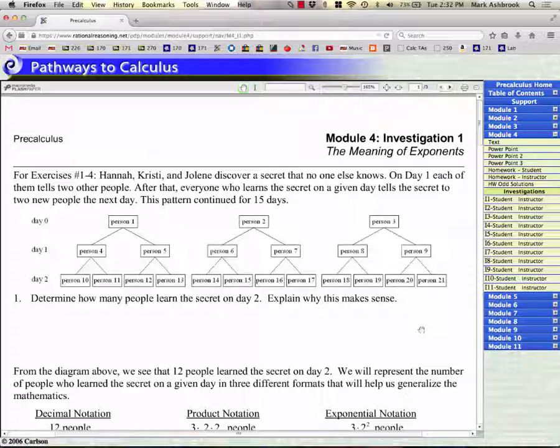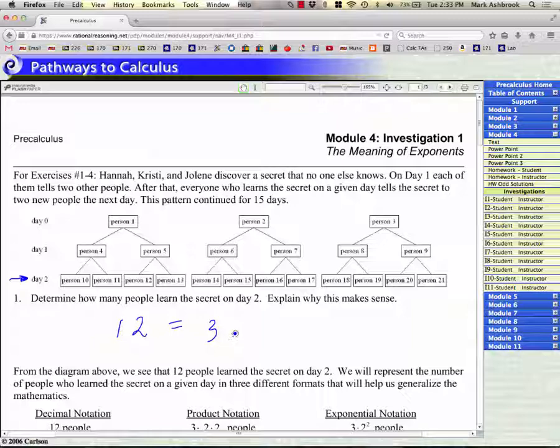So how many new people learn the secret on day 2? So here's day 2. How many new people learn the secret on day 2? 12. So where does the number 12 come from? So go back even further than that. Where do we start, Connor? 3. We had 3 people.